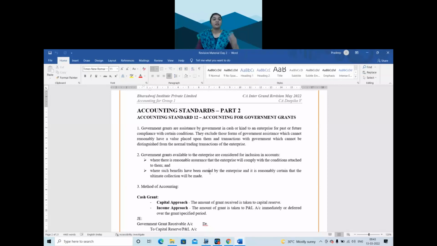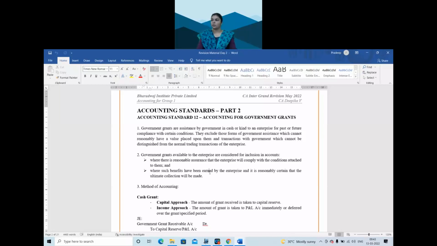When it is infrastructure, or when it is related to capital investments, in simple words, it is more like a capital contribution. So that grant received or the money received becomes capital in nature. And that is what we call the capital approach of recognition, or capital grants.